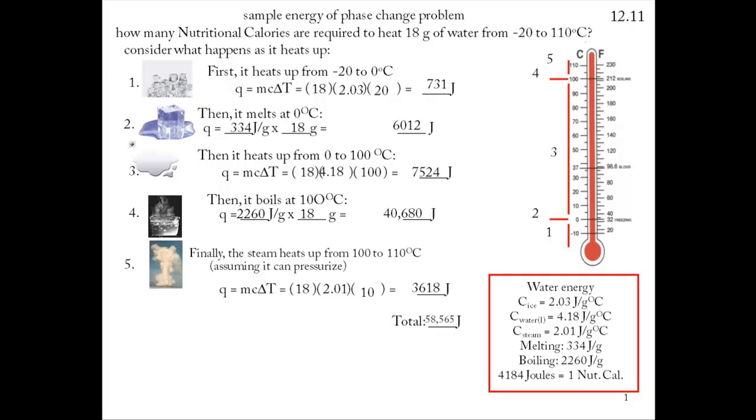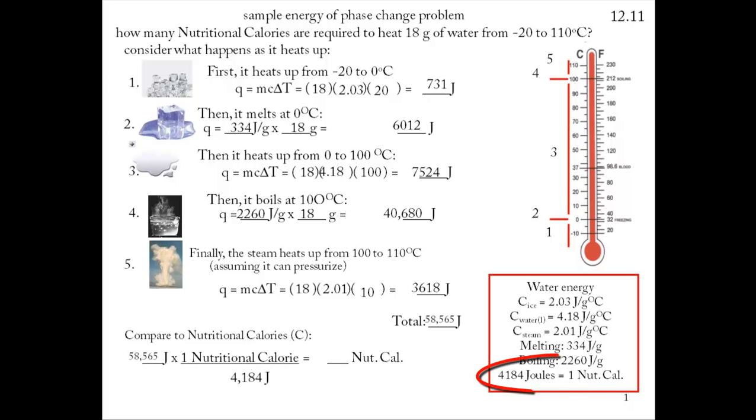Finally, add them all up and we got 58,000 joules. Sounds like a lot, but let's convert to nutritional calories. Don't forget there are 4,184 joules in a nutritional calorie. Our units cancel and we find that it takes only 14 nutritional calories to heat 18 grams of water from minus 20 to 110 degrees Celsius.